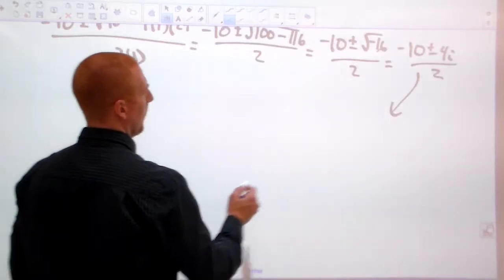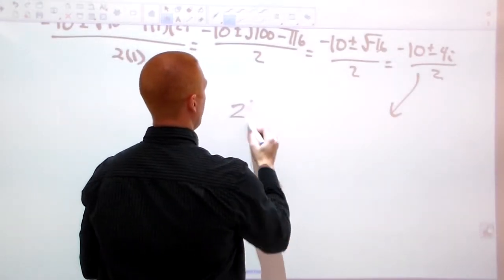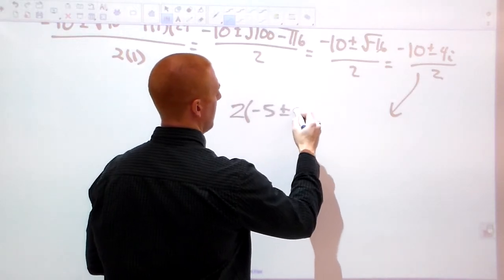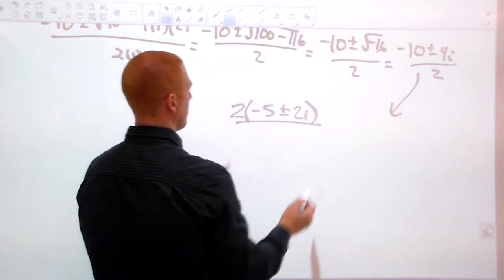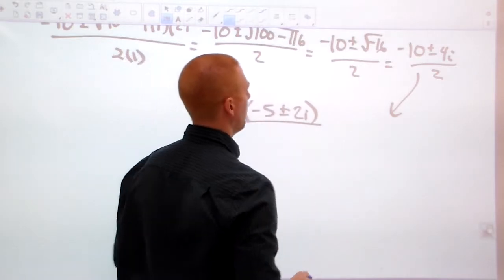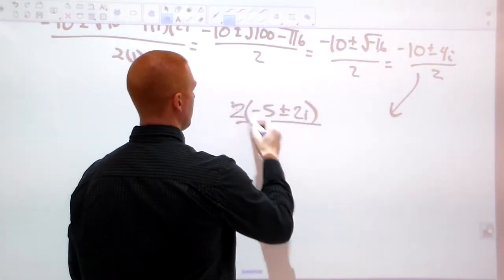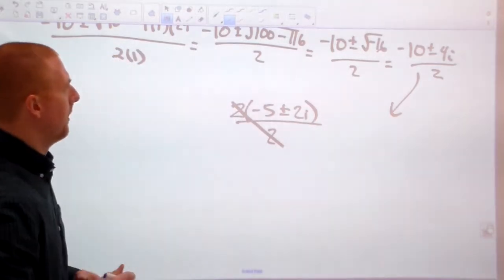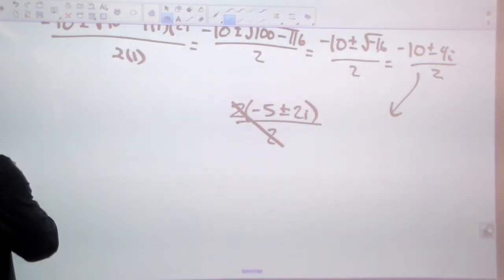So let me do it the proper way. I can take a 2 out of negative 10 and 4. So that leaves me with negative 5 plus or minus 2i. So if I distribute that, that's my negative 10, that's my 4i, and those 2's reduce out. So negative 5 plus or minus 2i, those are my 2 remaining solutions.